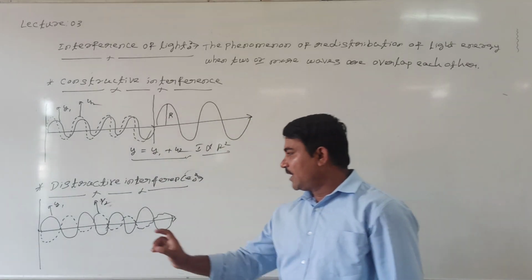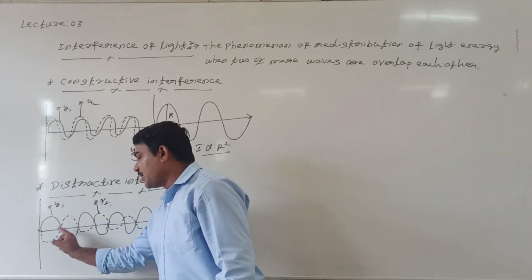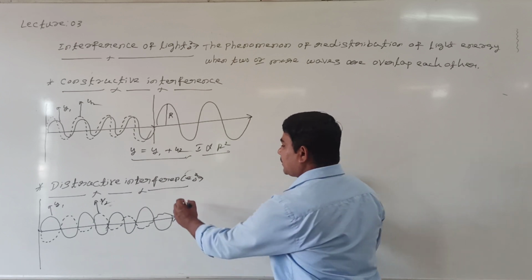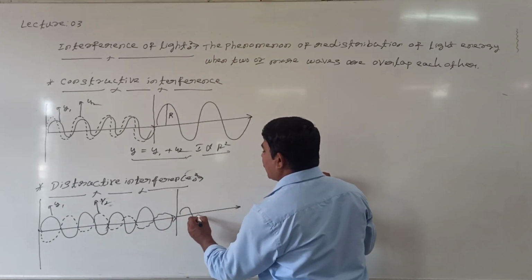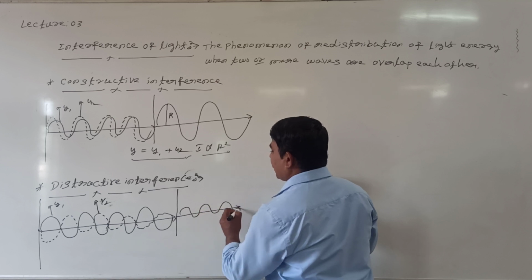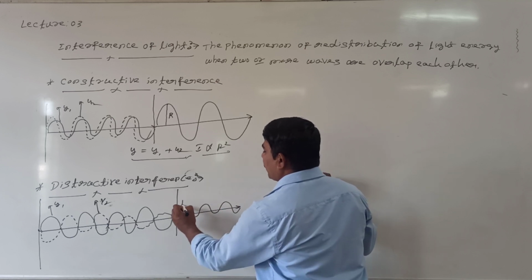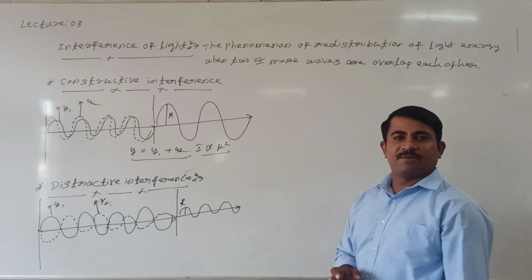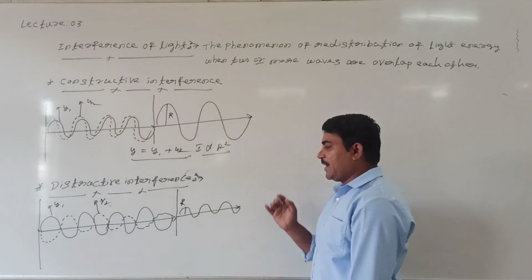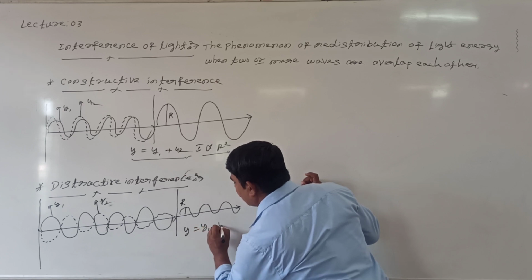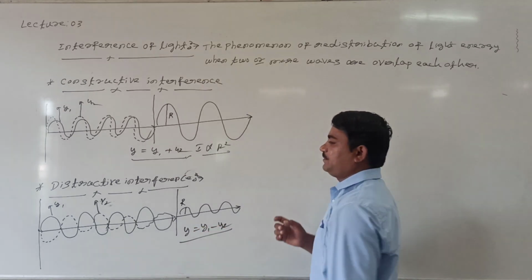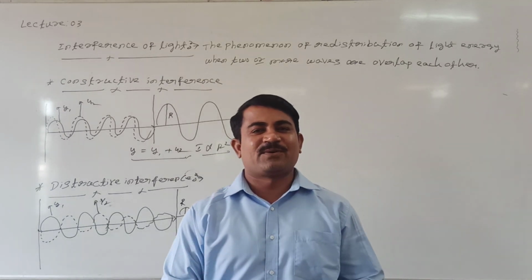Here, what happens? The crest of one wave overlaps with the trough of the other wave, so a resultant wave will come. This resultant wave has lower amplitude and lower intensity of light. This has an amplitude of what value? R. So what is the resultant displacement here? In this case, the resultant displacement y is equal to y1 minus y2.